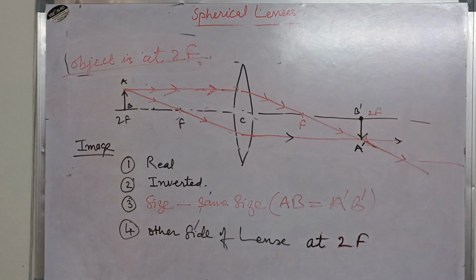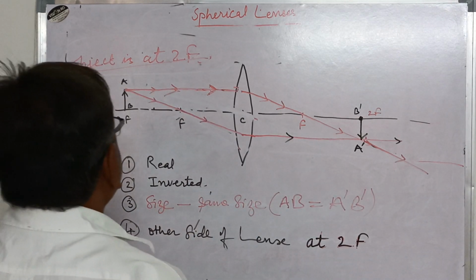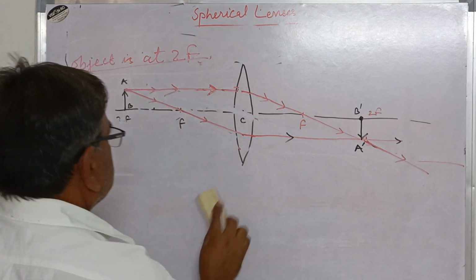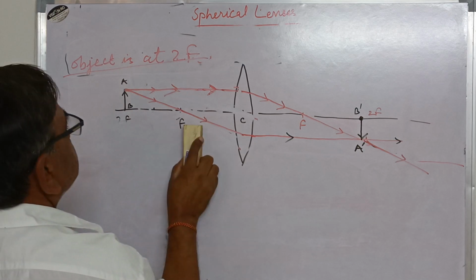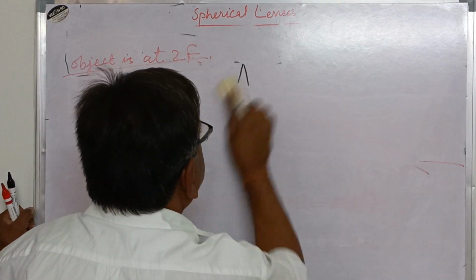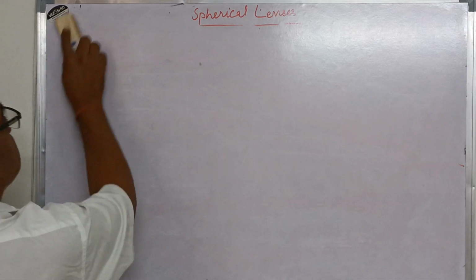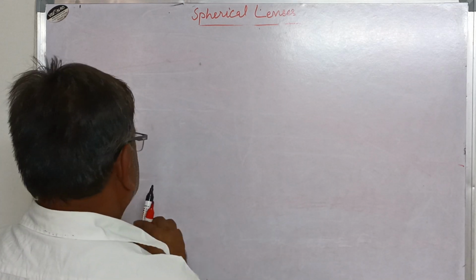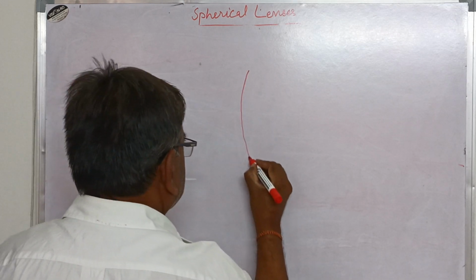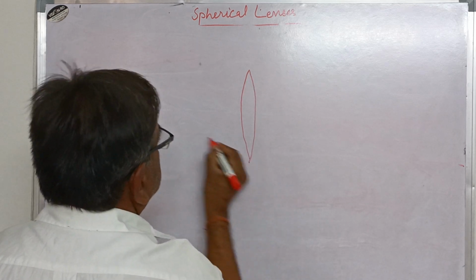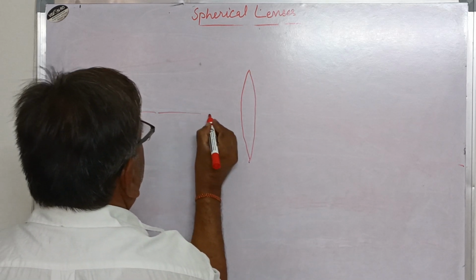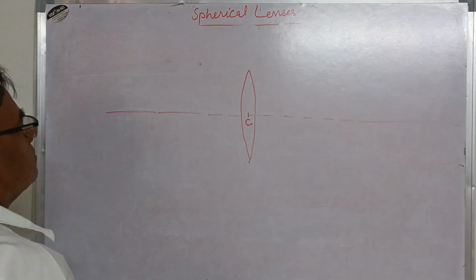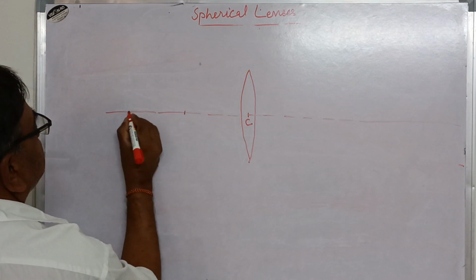Now the next case. There is also a next case. Let us remove this. Let us make a fresh figure, a fresh sketch. This is your lens. This is your principal axis. This point is C. This is F, this is 2F. Here this is F, this is 2F.